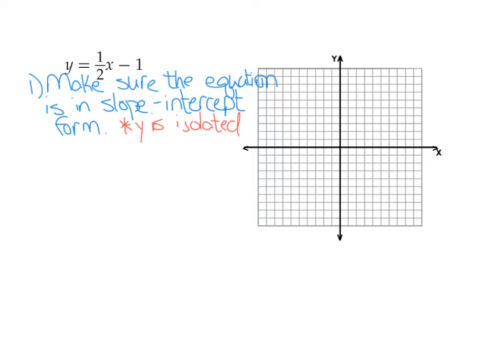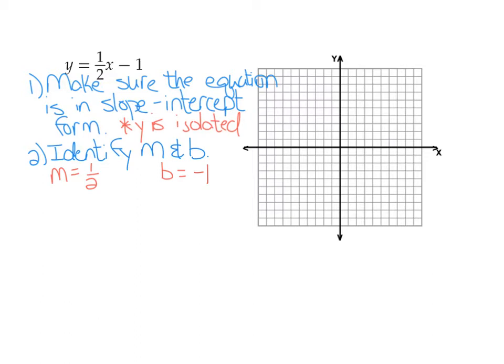Okay? Y is isolated. Step 2, and this is what we've been doing with some practice, is to identify m and b. You want to identify your slope and your y-intercept. So we're going to say m equals and b equals, and we're going to look up here at the equation. M is the number in front of x, the coefficient of x, that's your slope. So m is 1/2. B is the number at the back, it's the y-intercept. Back here I have a -1. Notice this minus belongs to this 1. That's important. B is -1. So we identify m and b.